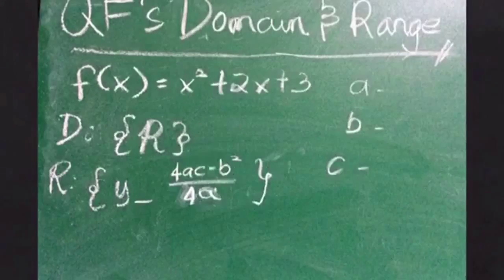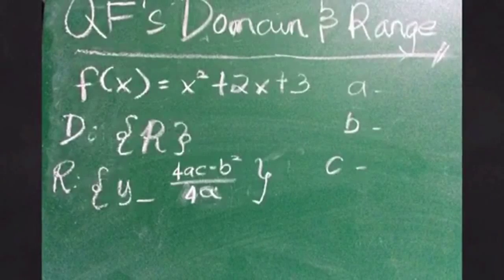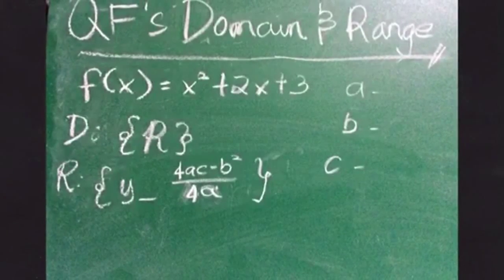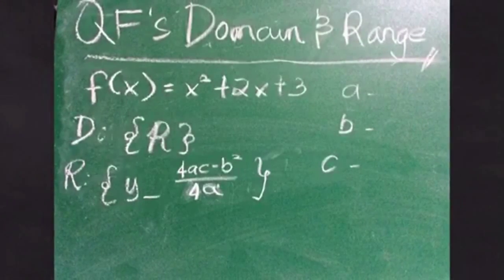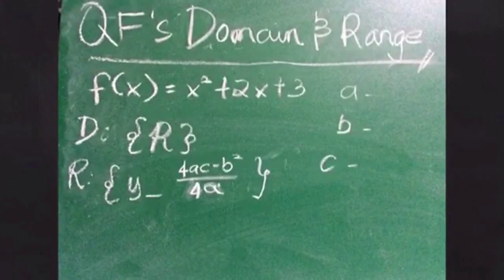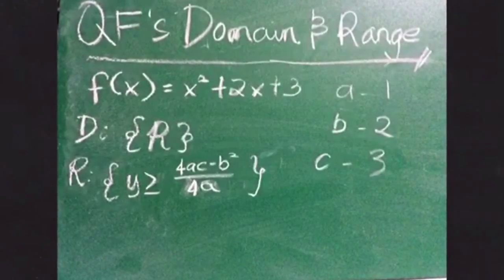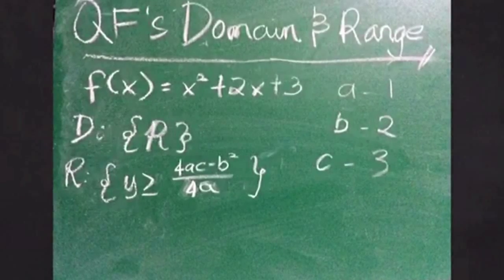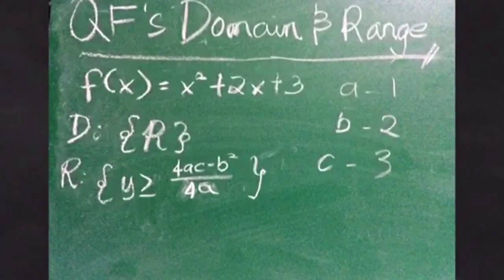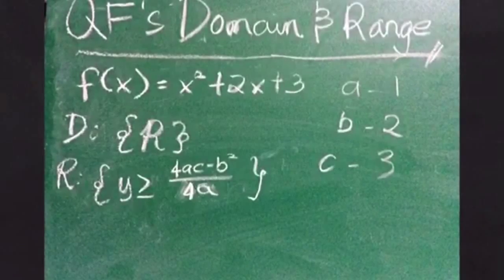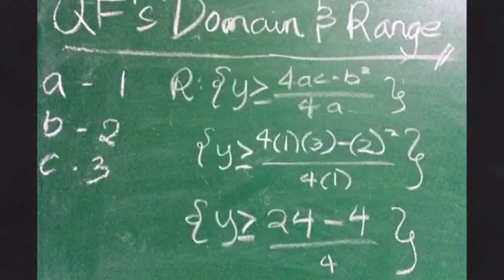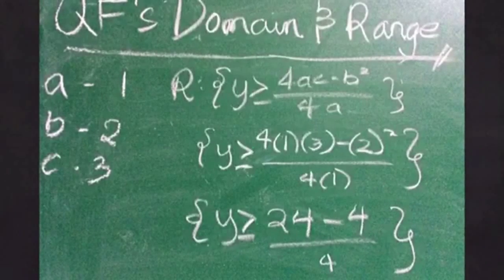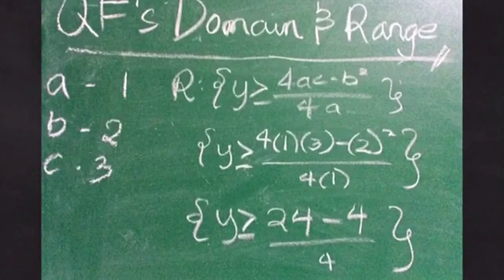Here we have f of x is equal to x squared plus 2x plus 3. The domain is the set of all real numbers. However, we have to solve for the range's restrictions. First, get the values of a, b, and c. Then use the appropriate formula to solve for the range. In this case, a is positive, so you use the first formula. Then, substitute the values of a, b, and c into the formula.